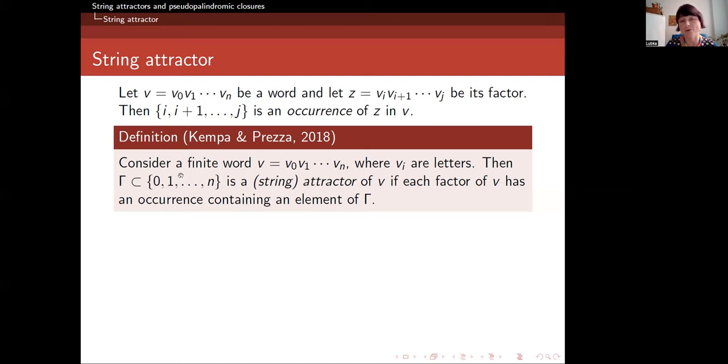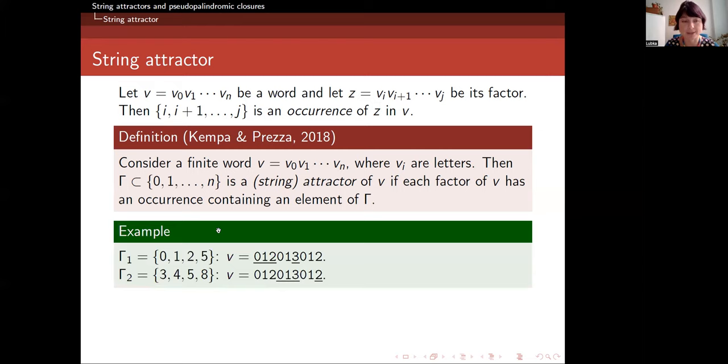Let me explain this notion on an example. Let me consider V over the alphabet 0, 1, 2, 3. So V is this word. In the first case, I claim that gamma 1 is an attractor. Let me underline that I number the positions from 0: this is position 0, 1, 2, and here 0, 1, 2, 3, 4, 5. So I underlined here the positions of the attractor. Let me explain that it indeed is an attractor of this word V. Yes, it is.